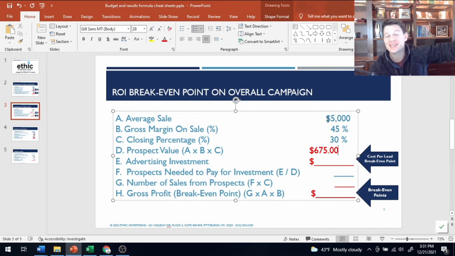Anyway, even the 7 to 10 no's are worth $675 to your company, because every no you get is closer to a yes. And numbers don't lie. If these numbers are accurate, this is the value of every prospect that comes into your door, $675. Now from there, if you're thinking of an ad spend, you can kind of play around with it.